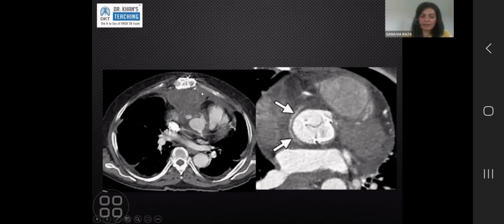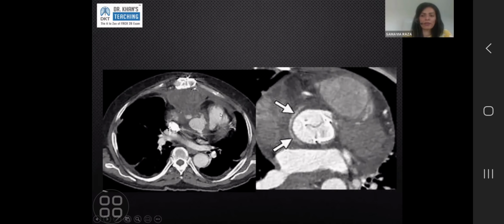When you do see a collection like that, you want to see whether there is surrounding enhancement. This enhancement will show up more clearly if this was delayed phase imaging. So in an arterial phase scan, you won't be able to see this enhancement really well. This will light up more clearly on a delayed phase.